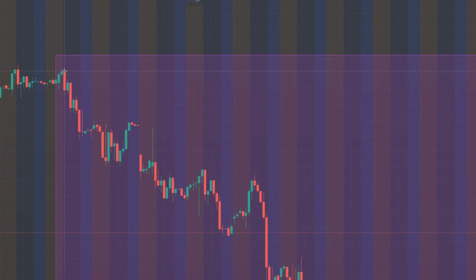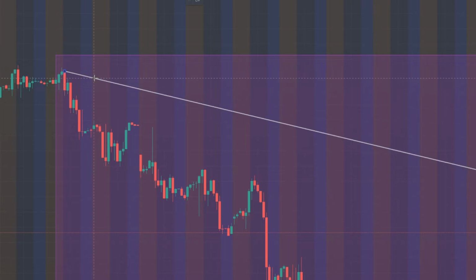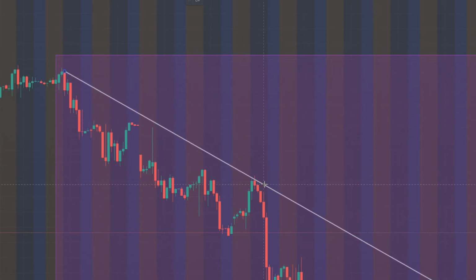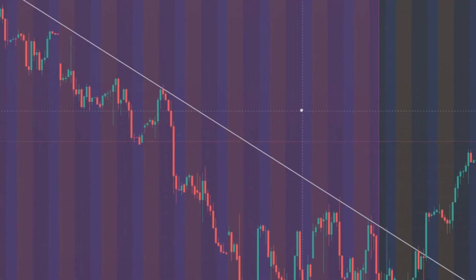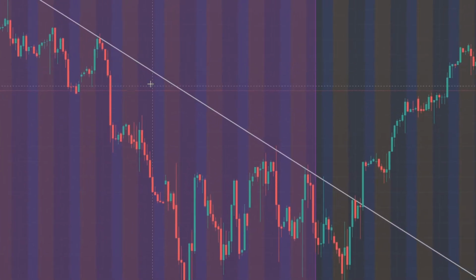I'll go ahead and start on the body, as the wick and the body are not that far apart, and I will try my best to make as many candles touch as possible. It may not look like it yet, but if I go ahead and zoom out, we can actually see that we have touched as many candles as possible on our way down. Notice how this line serves as a great resistance mark.